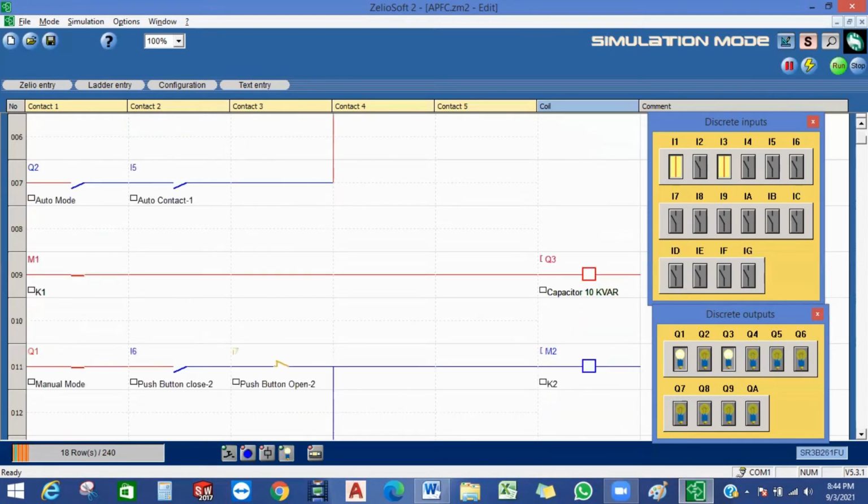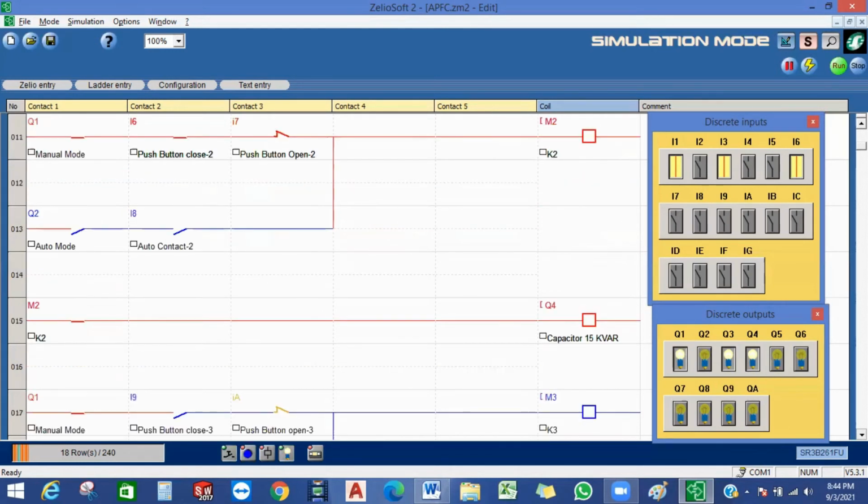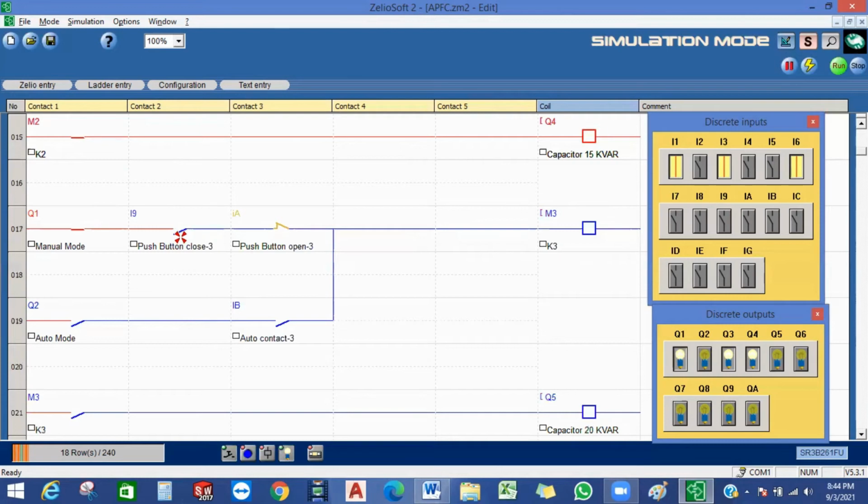Now coming to second set. Now we will close this. So this again is closing contactor K2, so our second capacitor, 15 kVAr, is switched on. Now coming to 3rd stage. I am closing this, so the contactor is closing the 20 kVAr capacitor. So the 3rd capacitor is on.